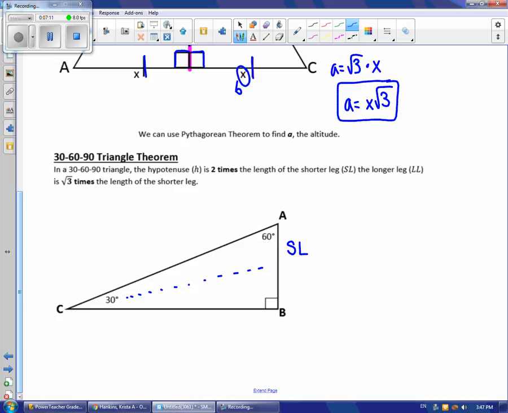Okay, your hypotenuse is always across from the 90-degree angle, and it is always 2 times your short leg. And then your long leg is always across from the 60-degree angle, and it is your short leg times the square root of 3. Okay, this is a fact that you have to remember about a 30, 60, 90 triangle.